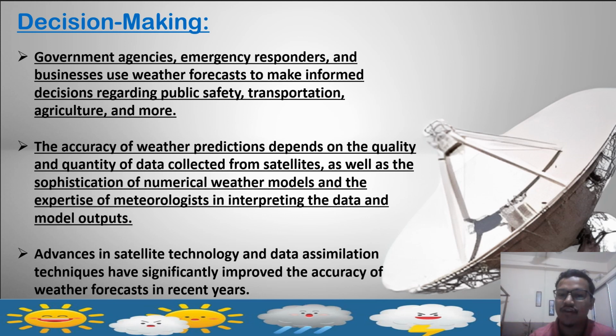sophistication of numerical weather models and the expertise of meteorologists in interpreting the data and model output. The interpretation by the meteorologists should be correct, so that we get a correct output of the models and the weather forecasting. And advances in satellite technology and data assimilation techniques have significantly improved the accuracy of weather forecasts in recent years, and much more research is going on, especially due to floods and cyclones, so that we can be warned early and save so many people.